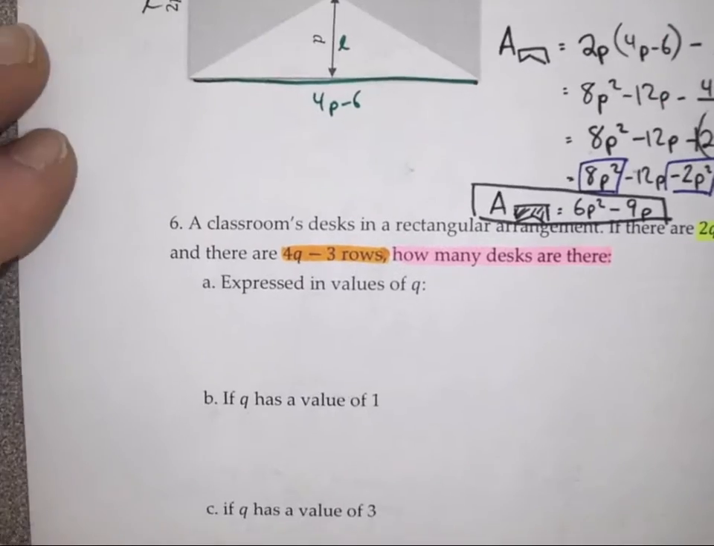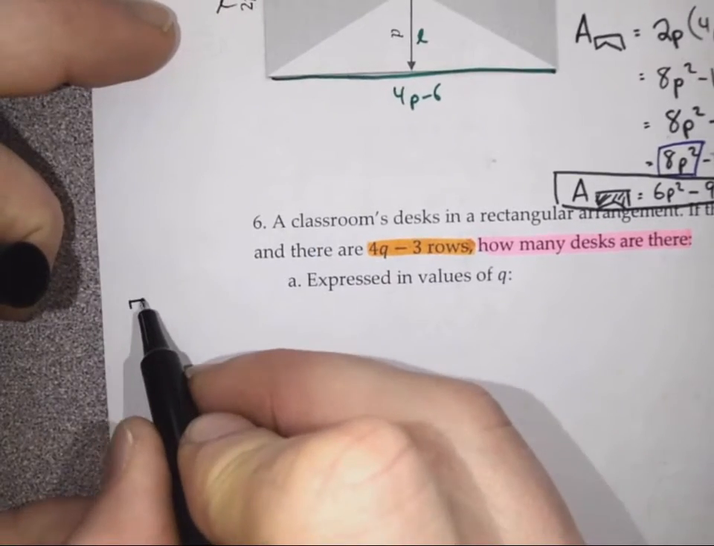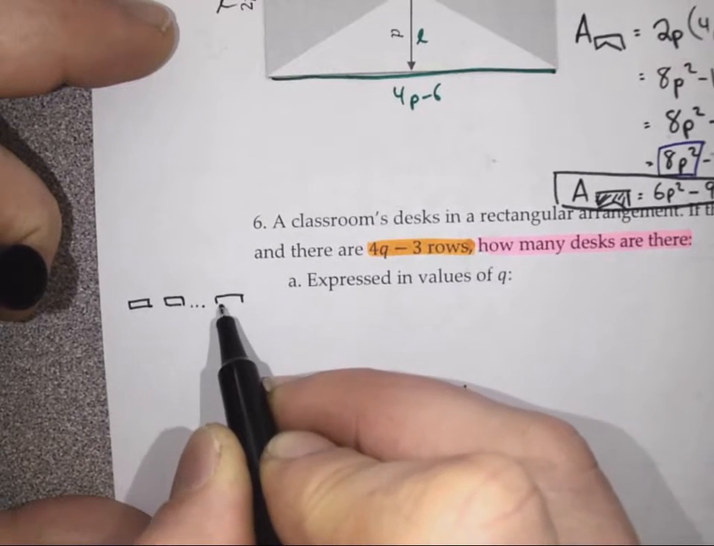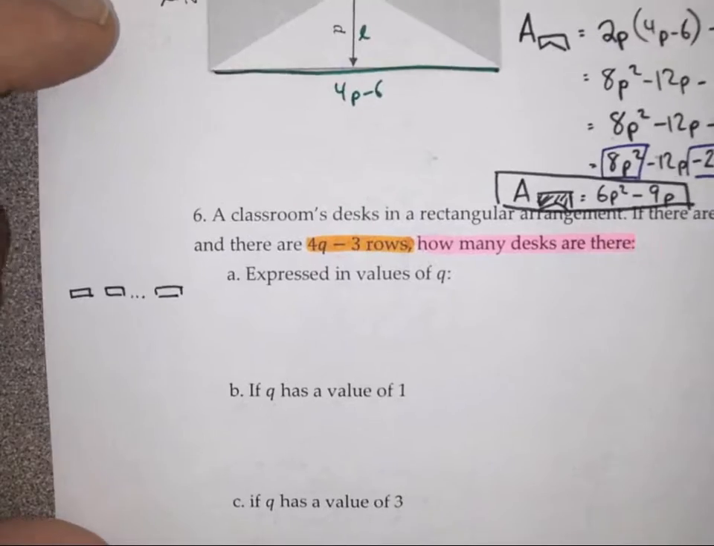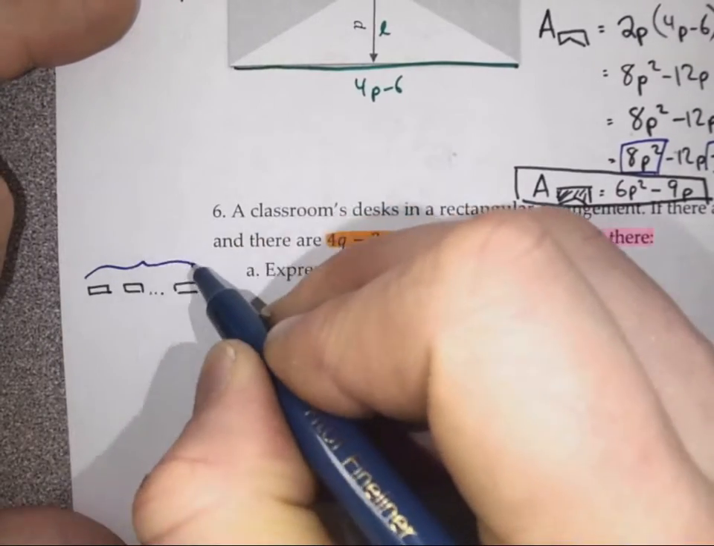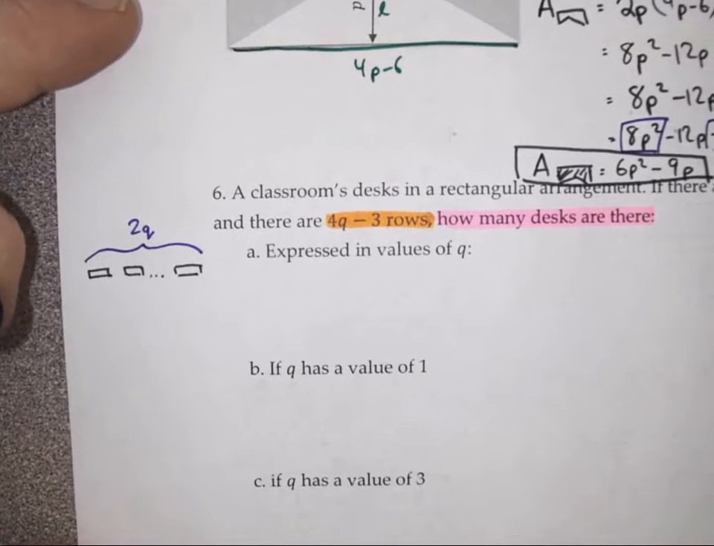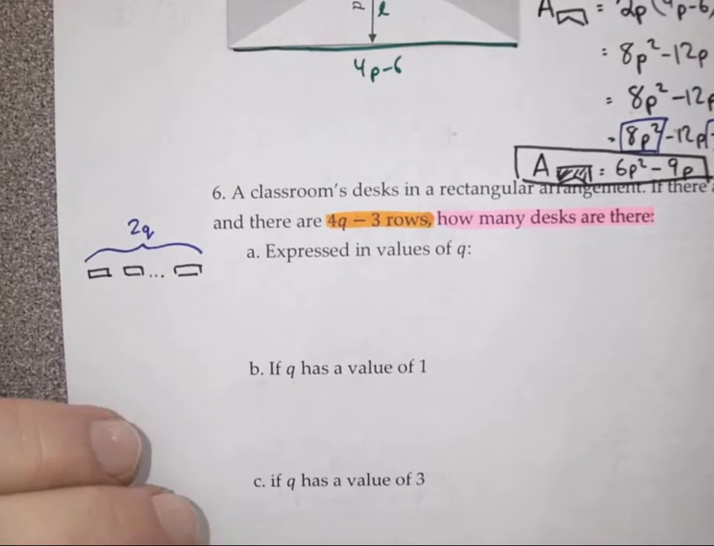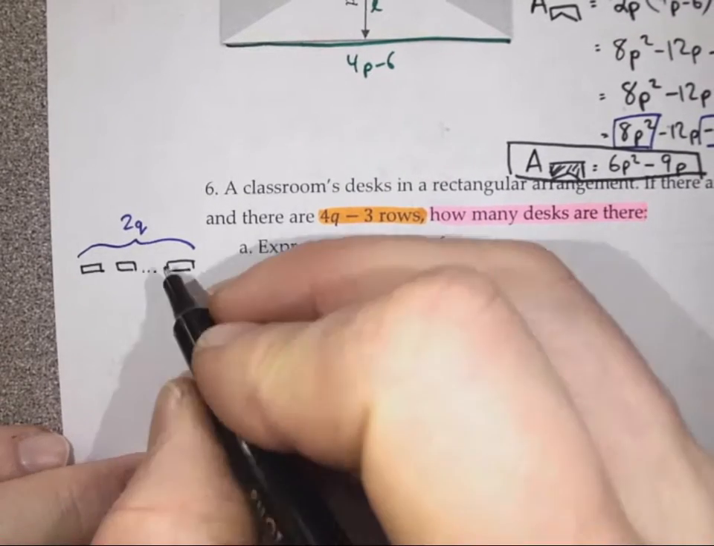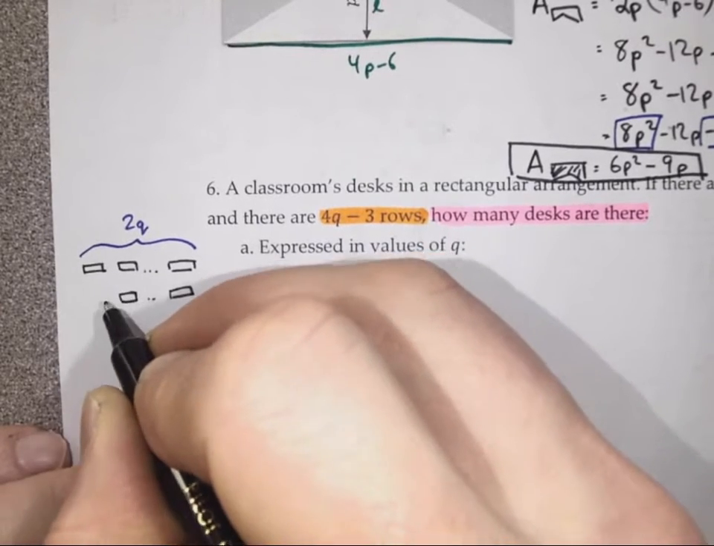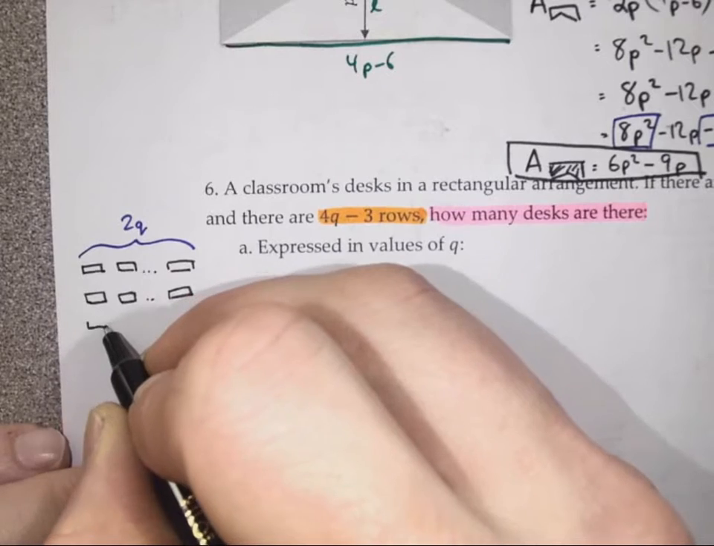All right, so I may draw a quick diagram. So these are my desks, but I don't know how many there are in a row. That's one row. And I know there are 2Q desks in that row. Okay. And I also know there's some number of rows. And each row has the same number of desks, which is 2Q.